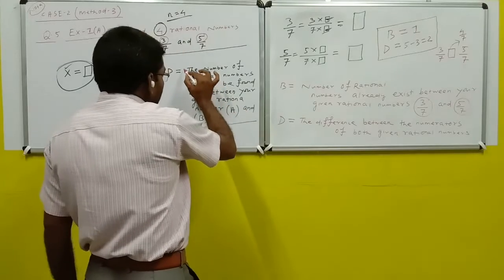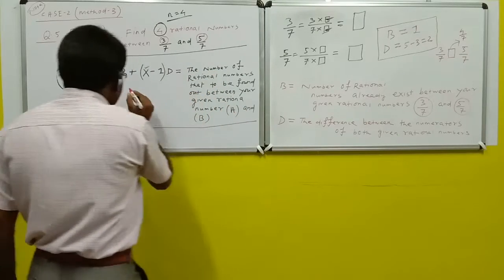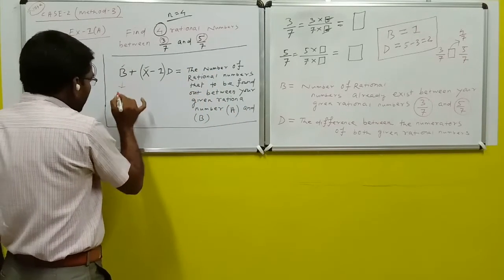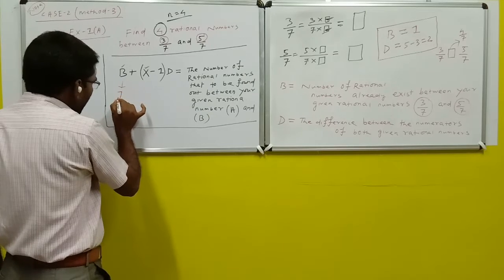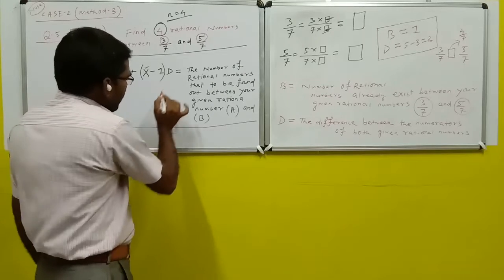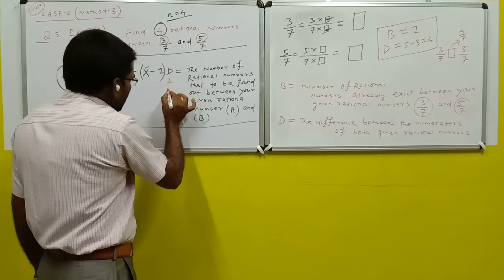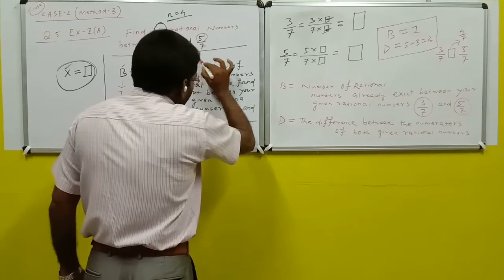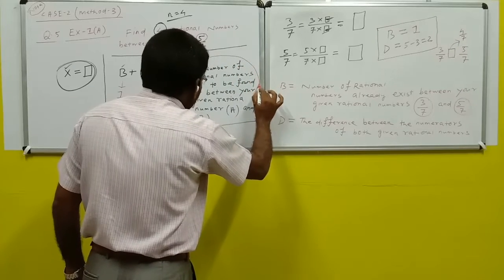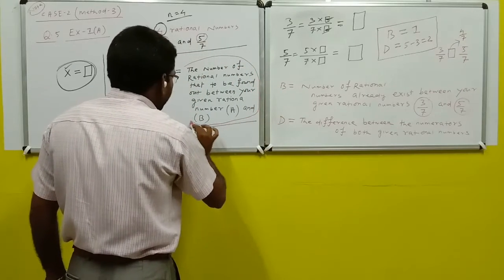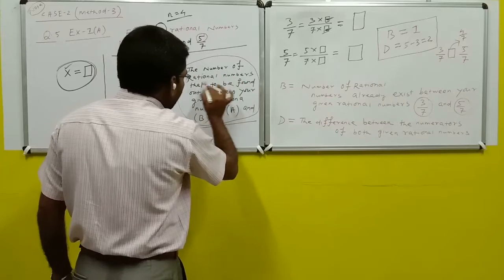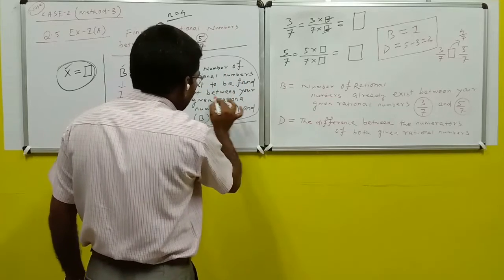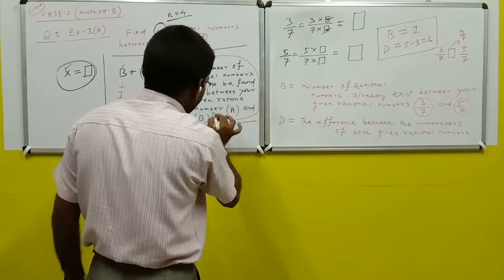And D का वैल्यू 1 है. So in place of B you have to put 1, and in place of D you have to put 2. Now the number of rational numbers that is to be found out between your given rational numbers A and B.